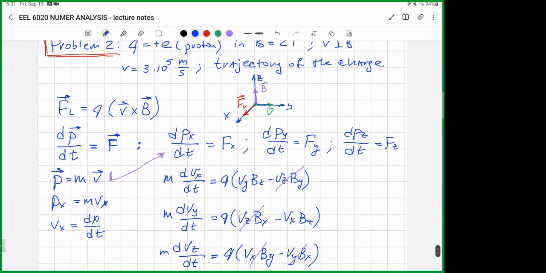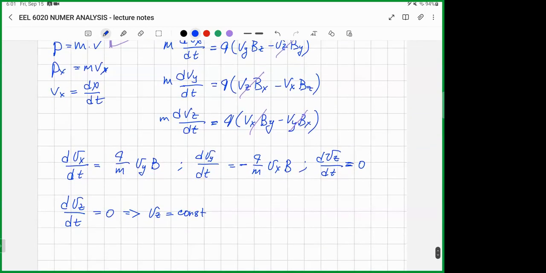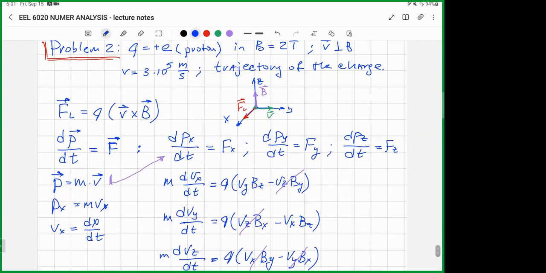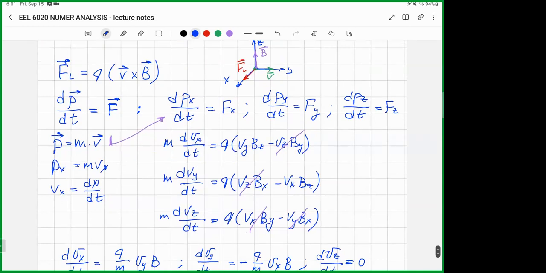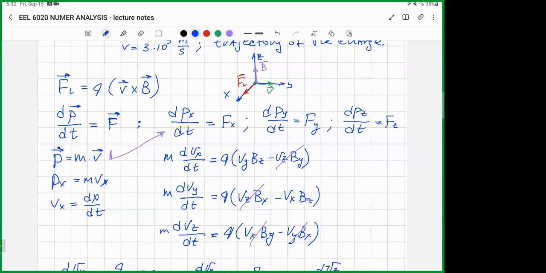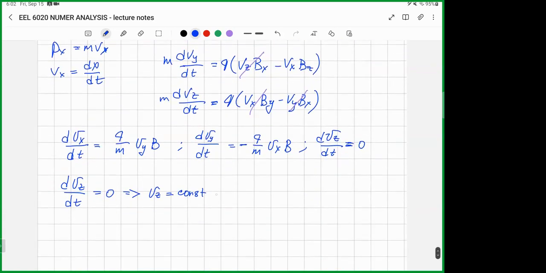So our particle moves with the constant z component of the velocity. Okay, and since this is constant, it doesn't change in time, and we assume that our particle is immersed in this magnetic field orthogonally to the z direction, orthogonally to the b vector. It means that we can make the assumption that this vz is equal to zero, because no electric field, our particle will move in plane. So the z component of the velocity of the particle is equal to zero.